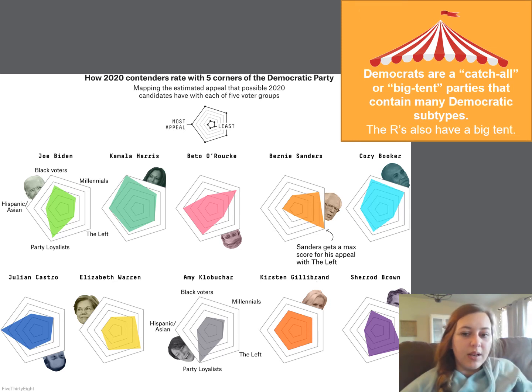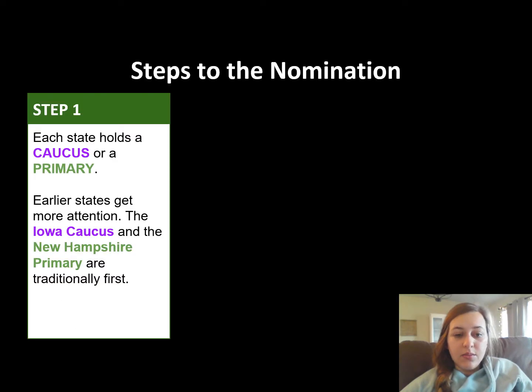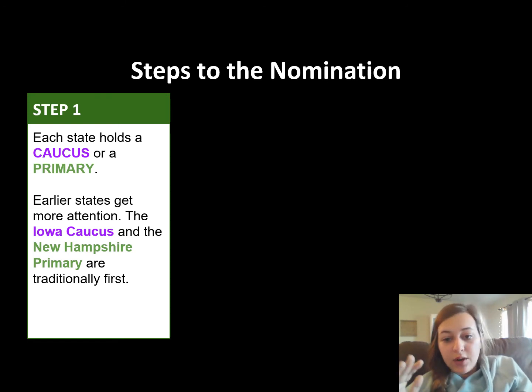When we have so many different subtypes, right? You look at, say, Joe Biden, his rating for the left was not that close, right? He may struggle to get Bernie Sanders and Elizabeth Warren supporters, right? Because we have all of these subtypes. So that makes picking a nominee hard. The Republican Party also has many subtypes, just like the Democratic Party. So how do we narrow this down?